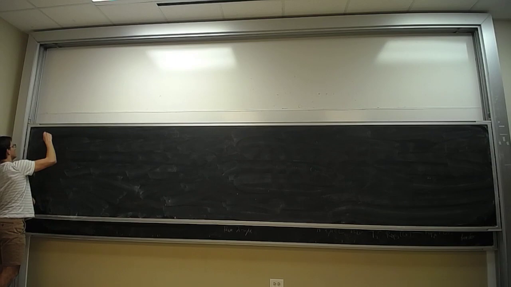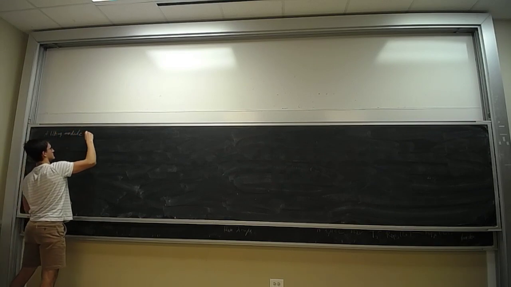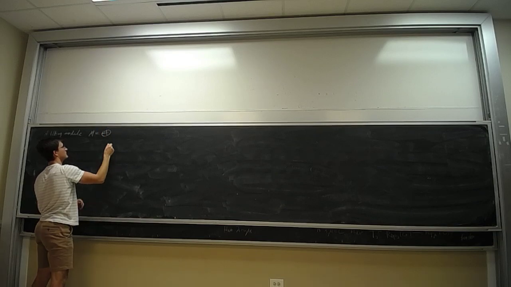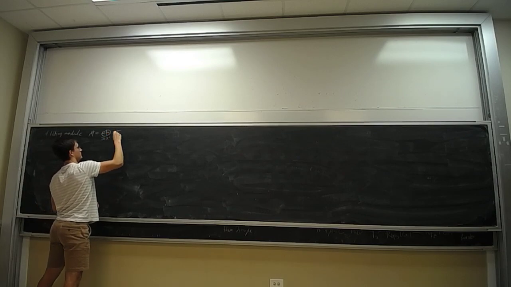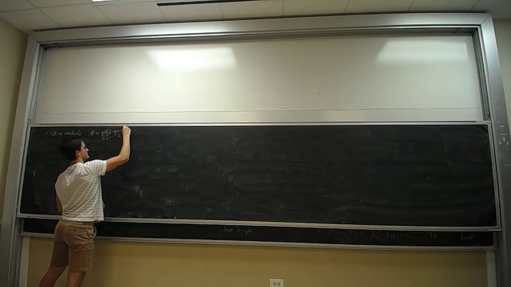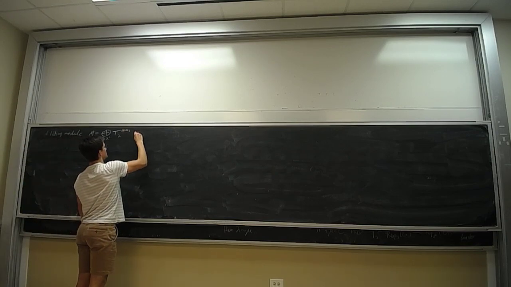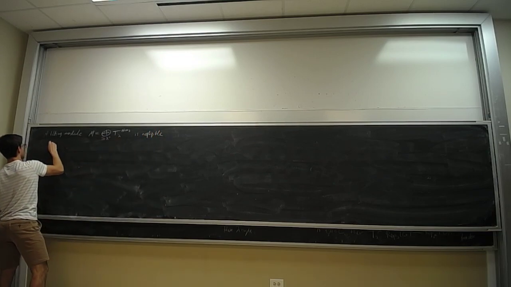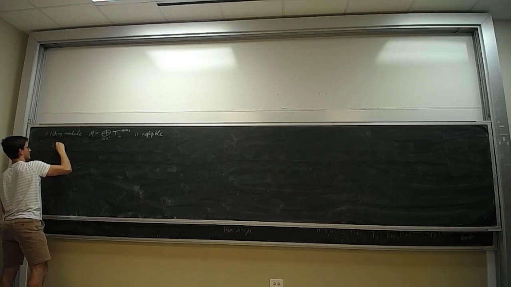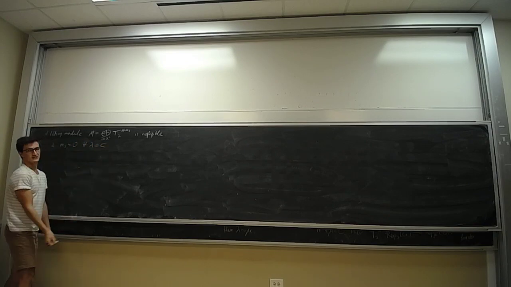So take a tilting module, say M, and we can always write it uniquely as a finite direct sum of indecomposable tilting modules. So it's going to be the direct sum of T(lambda) with multiplicities M_lambda, okay? And we call it negligible if M_lambda is equal to 0 for all lambda in the set C.